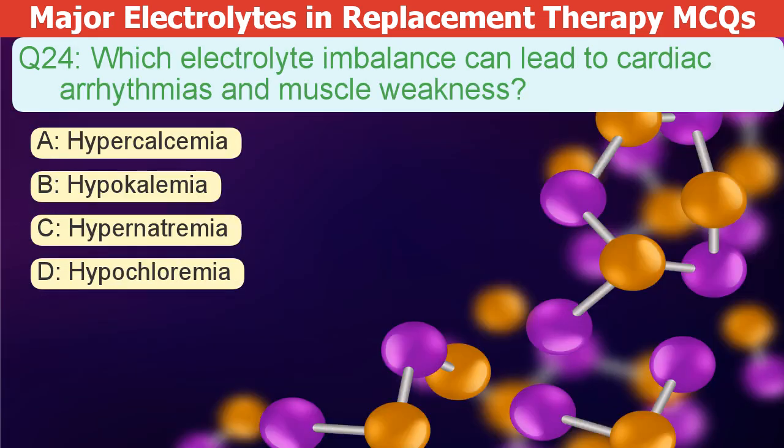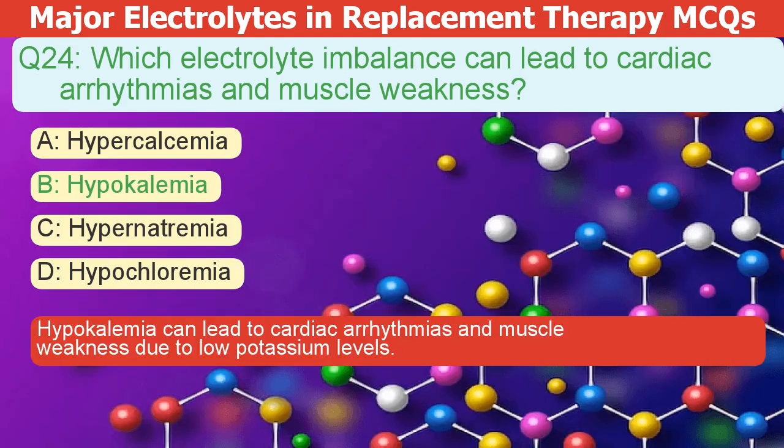Which electrolyte imbalance can lead to cardiac arrhythmias and muscle weakness? A. Hypercalcemia. B. Hyperkalemia. C. Hypernatremia. D. Hypochloremia. The correct answer is B. Hyperkalemia can lead to cardiac arrhythmias and muscle weakness due to low potassium levels.